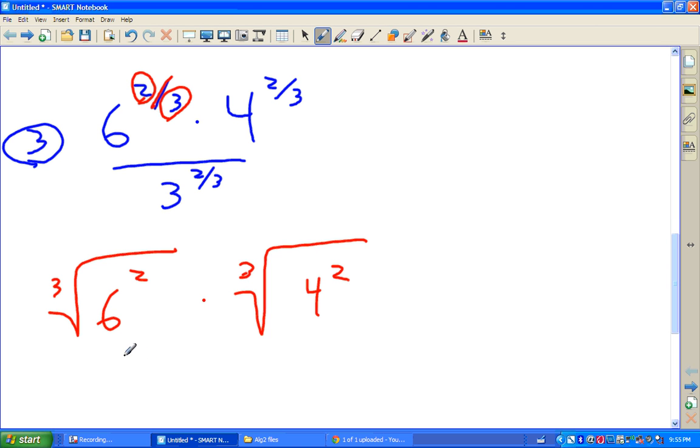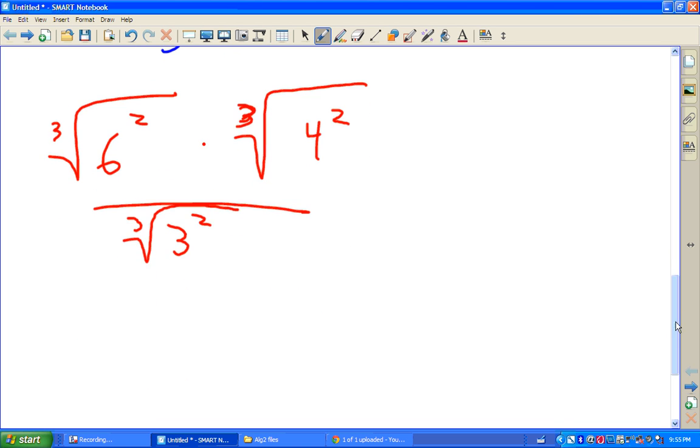And this is all under, excuse my writing here, it's messy, this is all under 3 squared. I'll take the cube root of that too. So what does this do for us? How can I simplify this? Well, it's going to be 36. I know that's 2 times 3. So first of all, let's do that.